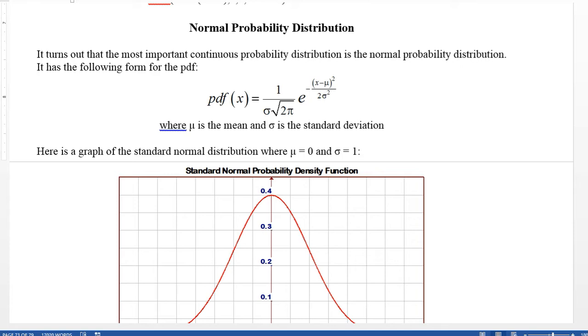It has the following form for the PDF function. The PDF of x is 1 over sigma times the square root of 2 pi times e to the power negative (x minus mu) squared over 2 sigma squared.